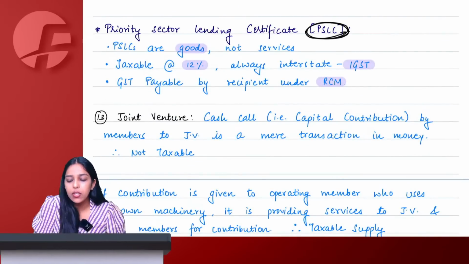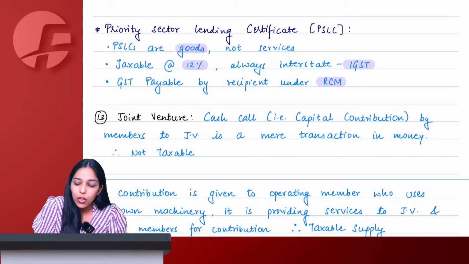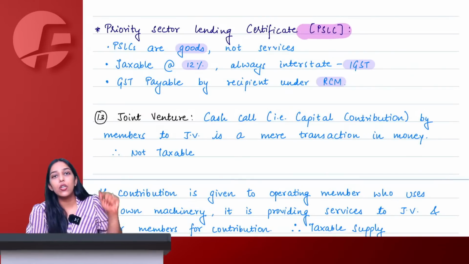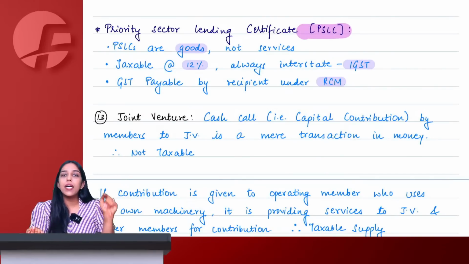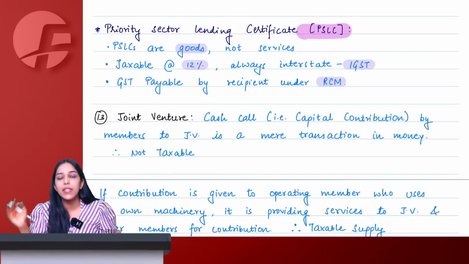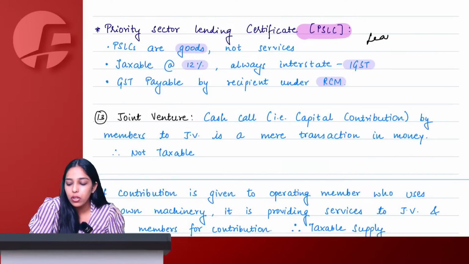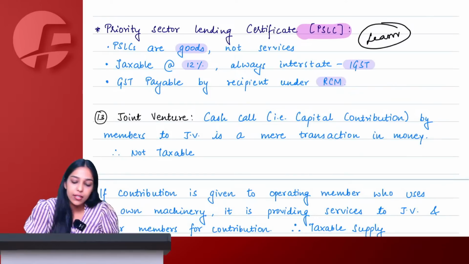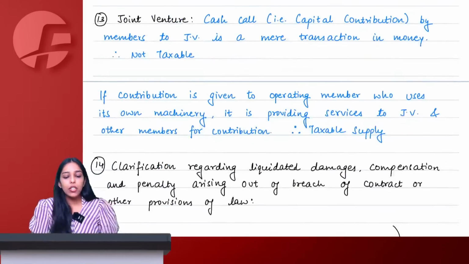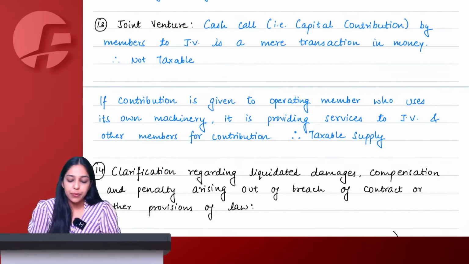Priority sector lending certificates, PSLCs. Priority sector lending certificates are goods, not services, taxable at 12%, always RCM, always IGST. This is something you have to learn. I cannot explain anything in this. Then moving on to the next topic, which is joint venture.